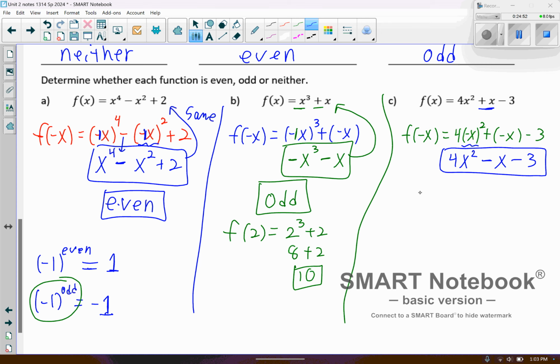So it's either all or nothing. It's either even, odd, or neither in this category. It does not fall into the even category, because it would have to be the exact same. In the odd category, they all have to have a sign change, and here I only had one sign change. So that's what I ended up with.